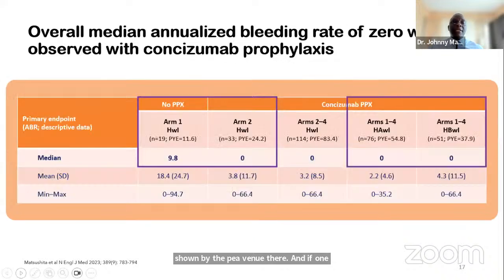And if one looks at the additional data in terms of the median annualized bleed rate, now this is the model-based annualized bleed rate, you can see from arm 1 and arm 2, which is what we're going to focus on here, that there was a median ABR of 0 in arm 2 compared to 9.8 in arm 1. And of course, the question being asked always is, was there a difference between hemophilia A and B? And that is what the next block is showing. The median ABR in those patients with inhibitors who had hemophilia A and hemophilia B phenotype, in fact, was not different from the primary analysis shown in the same table.